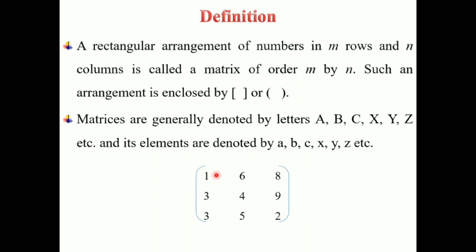Here, an arrangement of 9 elements is arranged in 3 rows, rows are horizontal, and 3 columns, columns are vertical. First row elements are 1, 6, 8. Second row elements are 3, 4, 9. Third row elements are 3, 5, 2.